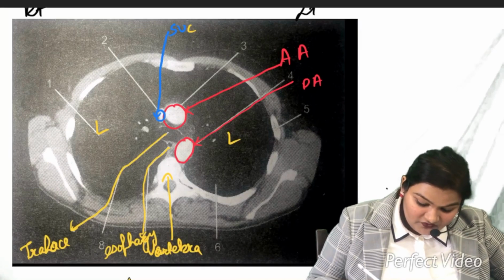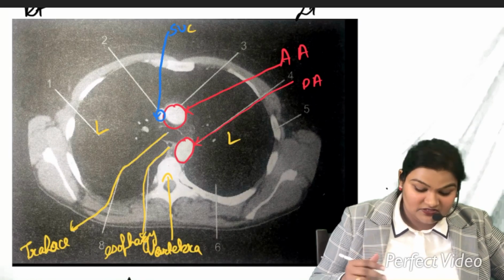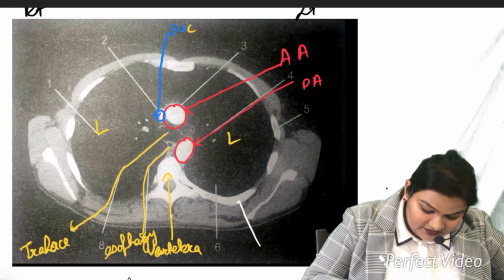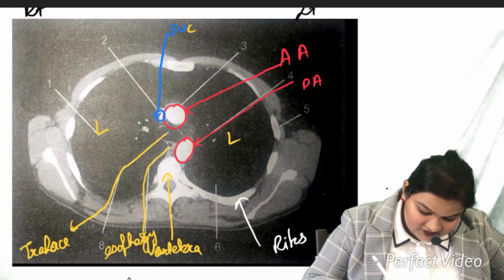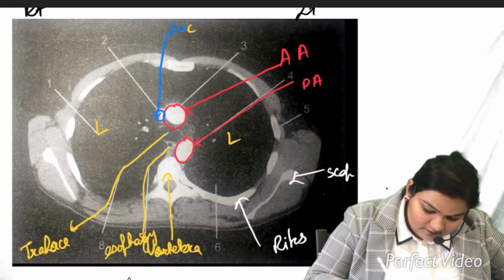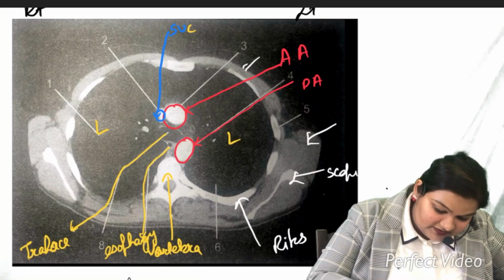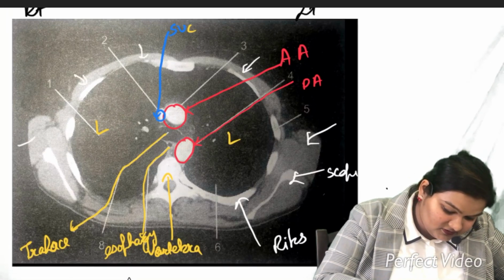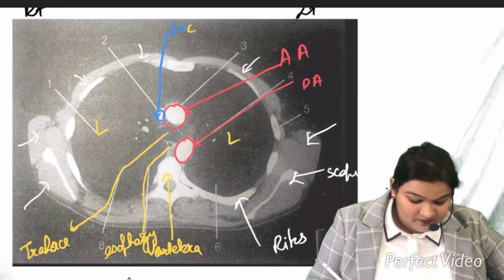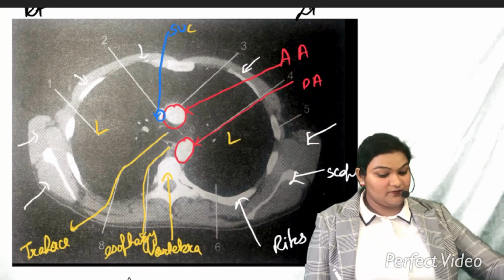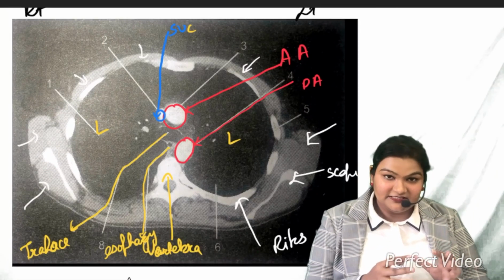Now we are able to appreciate some surrounding structures, and those are, this is our ribs. This is the scapula. These are all muscles. So these are the structures you are able to appreciate in this CT scan.